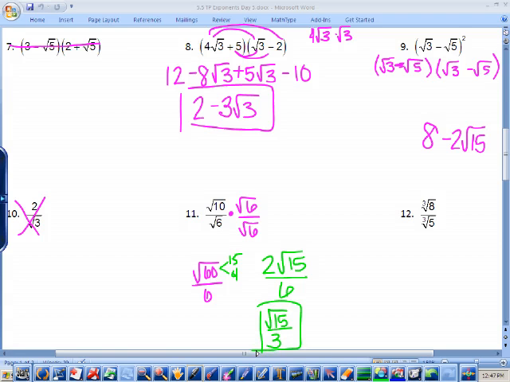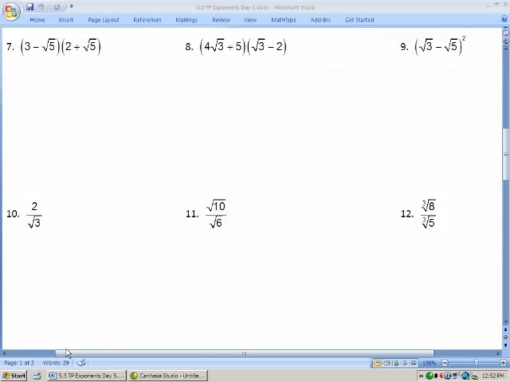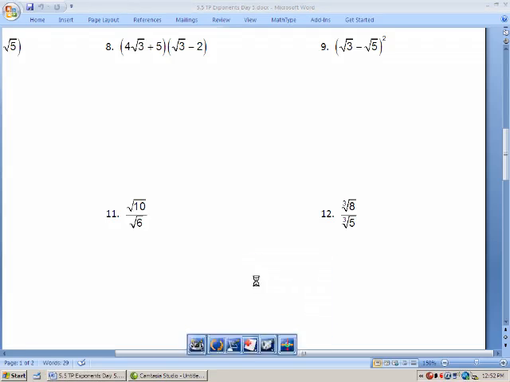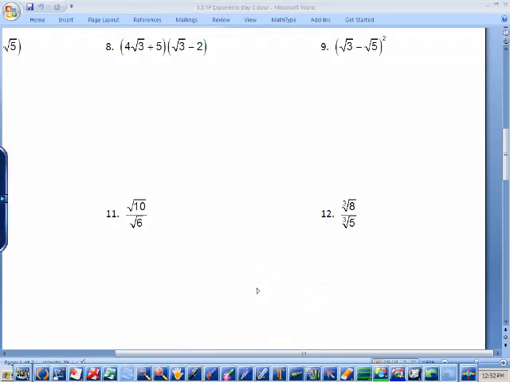Alrighty, let's look at number 12. This time we've got the cube root of 8 over the cube root of 5. Okay, now again, we have a radical in the denominator, which causes a problem. We've got to get rid of it. The inclination is to take this and multiply it by the cube root of 5 over the cube root of 5.